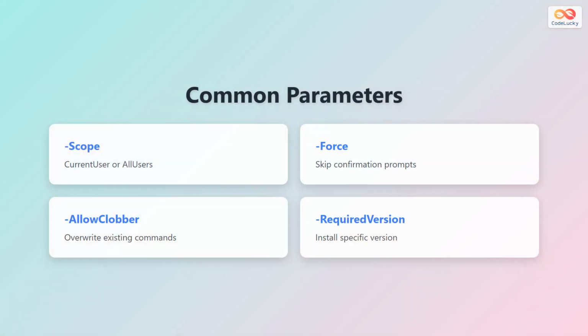Install-Module supports several useful parameters. First, the -Scope parameter lets you choose between CurrentUser or AllUsers. This determines whether the module is installed just for you or for everyone on the computer. Second, -Force skips confirmation prompts for faster installation. Third, -AllowClobber allows the installation to overwrite existing commands if there are naming conflicts. Finally, -RequiredVersion lets you install a specific version of a module instead of the latest one. These parameters give you fine control over how modules are installed.